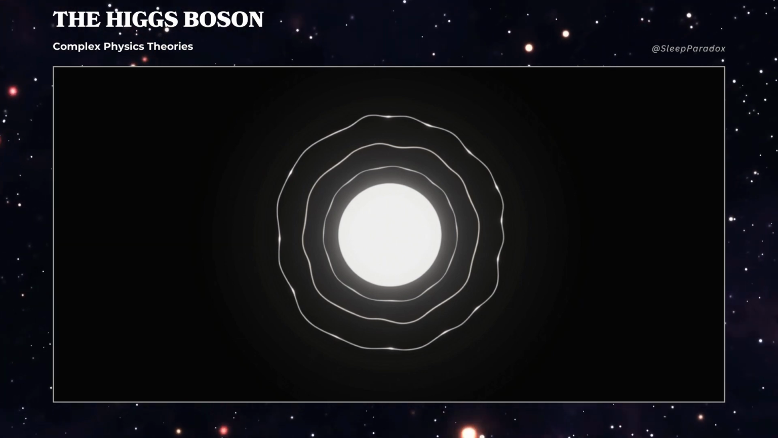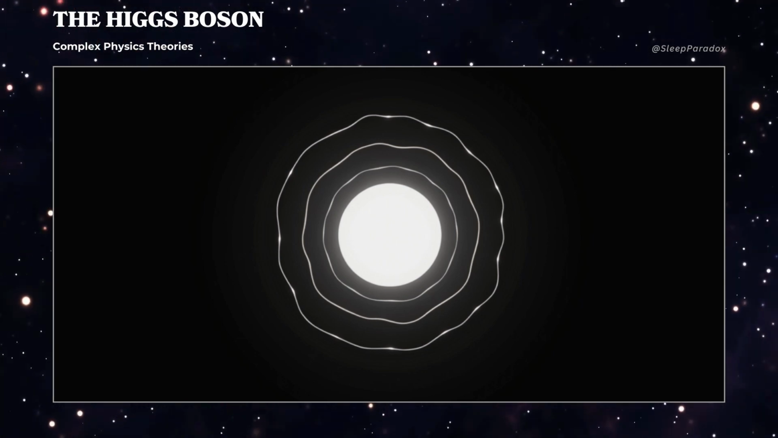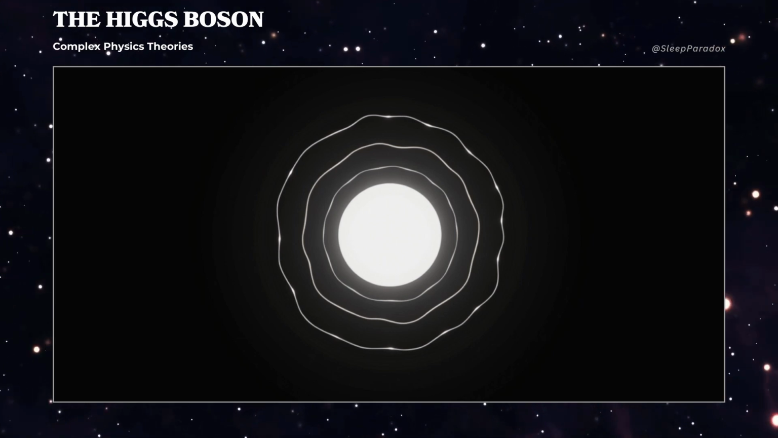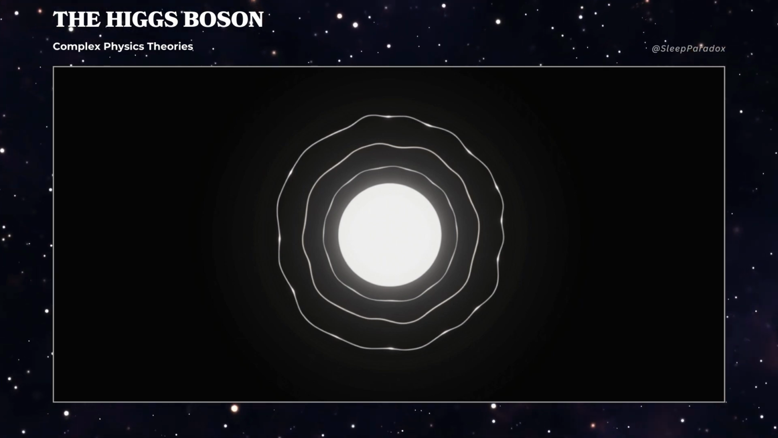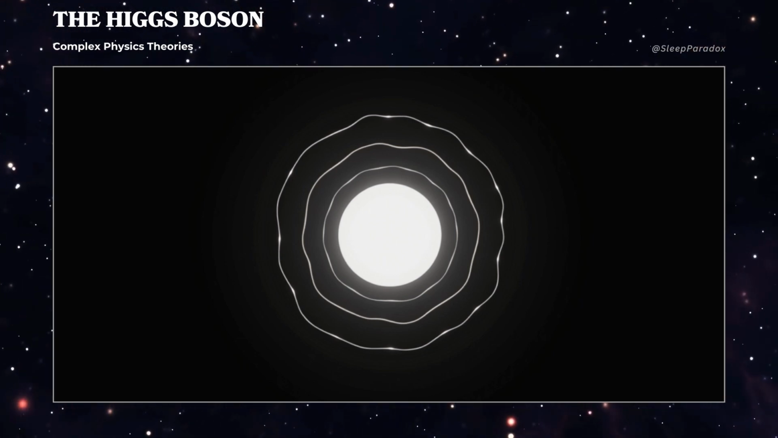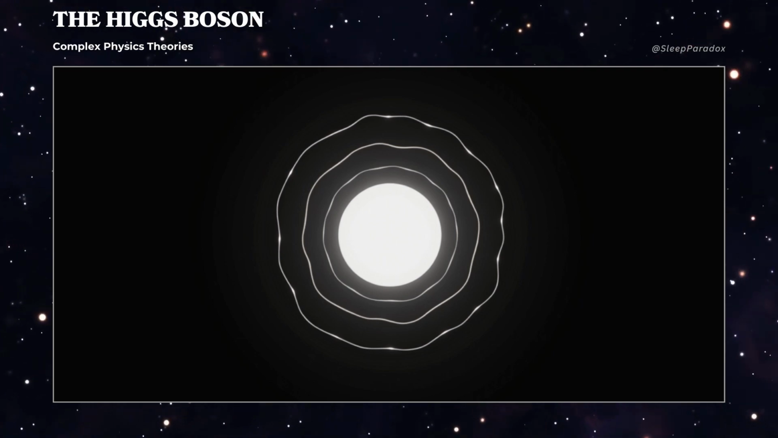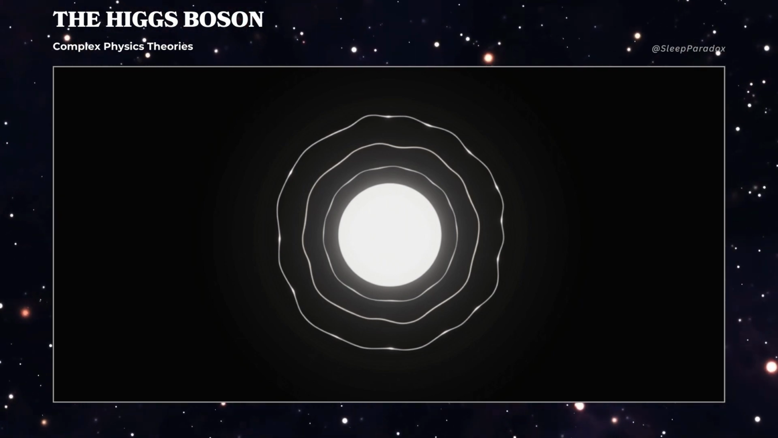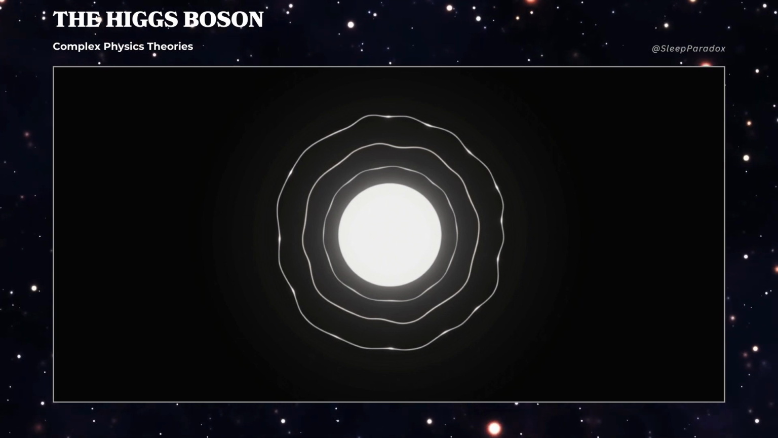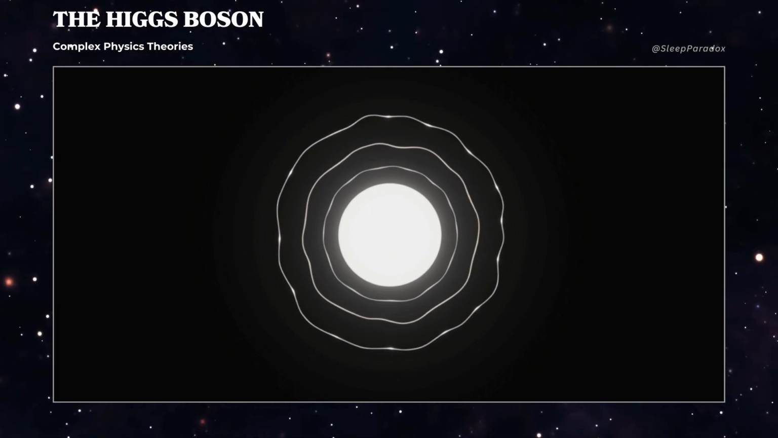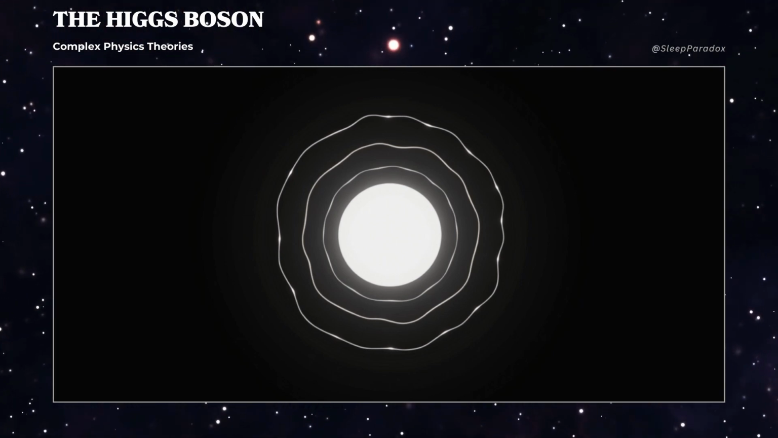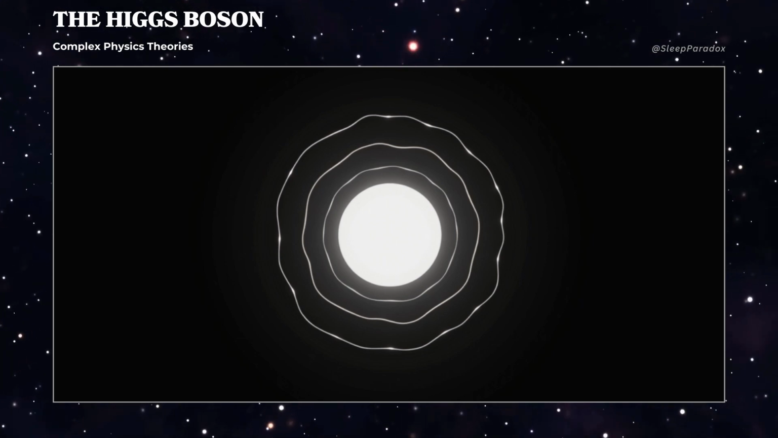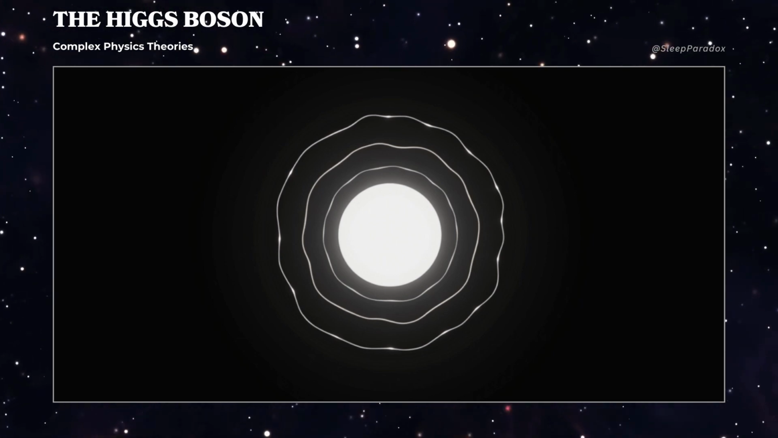That changed in 2012, when scientists at CERN, using the Large Hadron Collider, announced the discovery of a new particle consistent with the Higgs boson. They smashed protons together at extremely high energies, creating the conditions needed for the Higgs to briefly appear. It decayed almost immediately, but its presence was revealed through its decay products and statistical analysis.